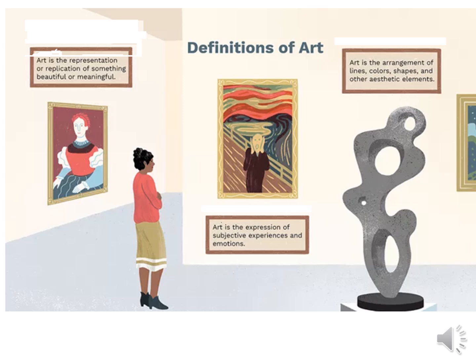You see there are three types of definition. Art is the representation or replication of something beautiful or meaningful. Another definition is art is the arrangement of lines, colors, shapes and other aesthetic elements. And last, it is written that art is the expression of subjective experience and emotions.